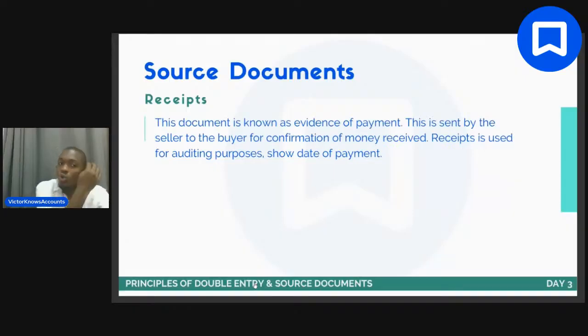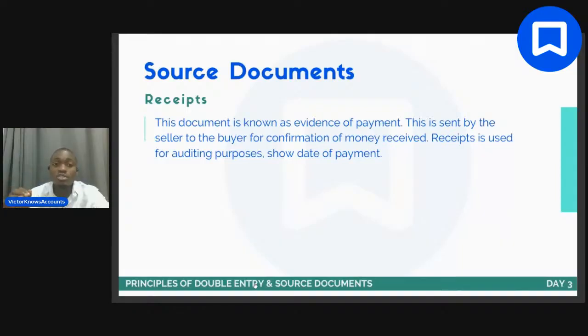An invoice can be sent as a result of goods sold, but a receipt will not be sent until money is received. So in a standard organization, if somebody buys goods and pays immediately, you issue them an invoice to show that you have given them goods, and then you also issue them a receipt to show that you have received money. So a receipt is the confirmation of money received. It shows the amount paid, and it shows the date of payment.